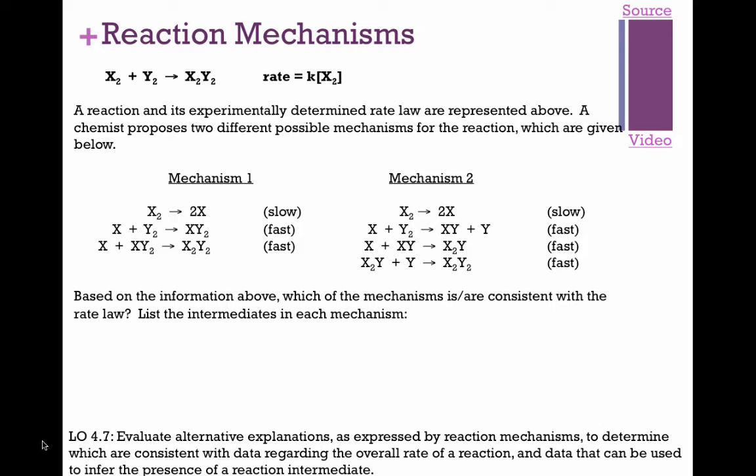And then in mechanism 2, we have the X's. What else do we have? Okay, XY gets made and used up. Y gets made and used up. And X2Y gets made and used up. Almost think about it like Hess's law. Whatever you can cancel is usually an intermediate unless you start with it and end with it. Then what's that? Catalyst.